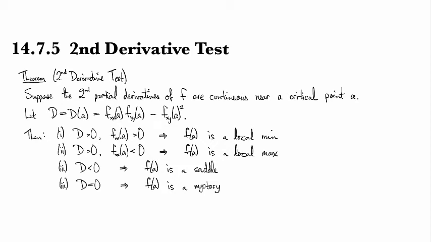Let's take a look now at the second derivative test, sometimes called the second partial derivatives test. Suppose we've got a function whose second partial derivatives are continuous near some critical point A.